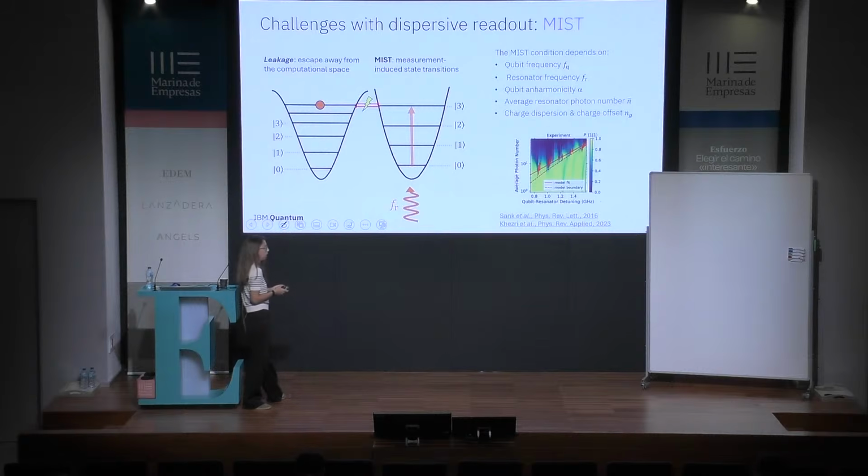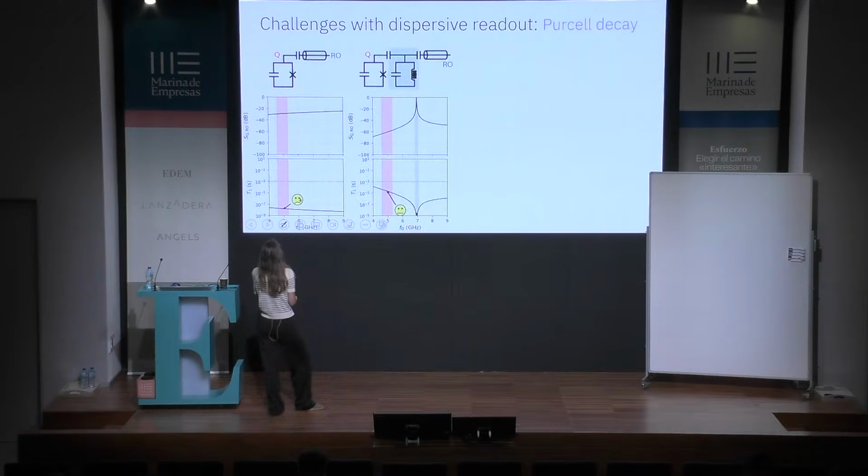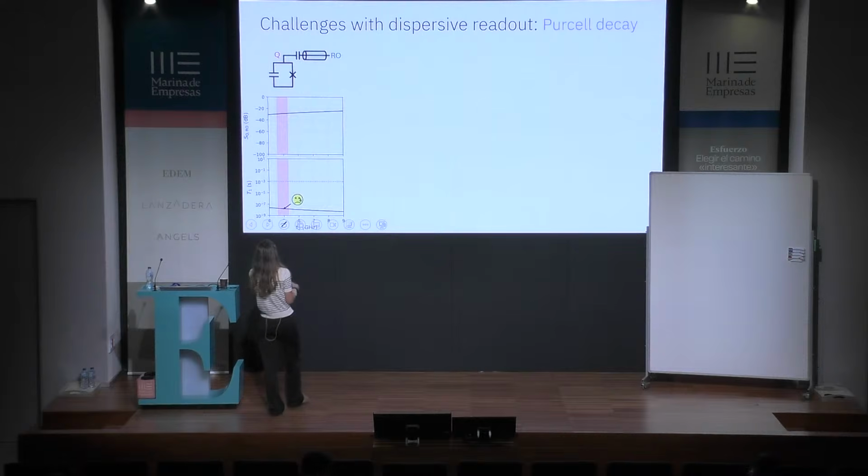So this is one of the two challenges that we were mentioning with readout. The other one was Purcell decay, where, as I mentioned before, it's like losing your qubit excitation into your readout line. So something that you could do, which would be terrible, would be to directly couple your qubit to the readout line to read out, for instance.